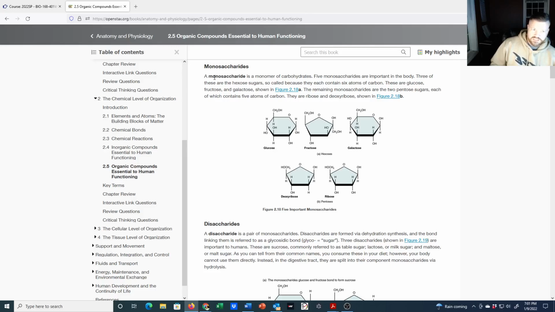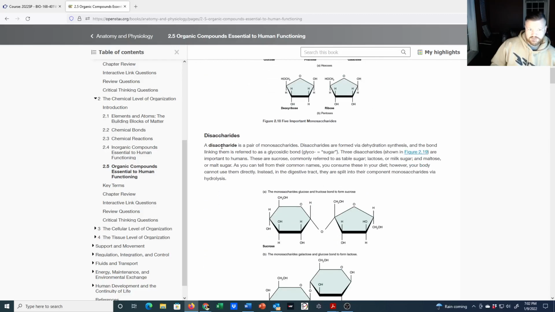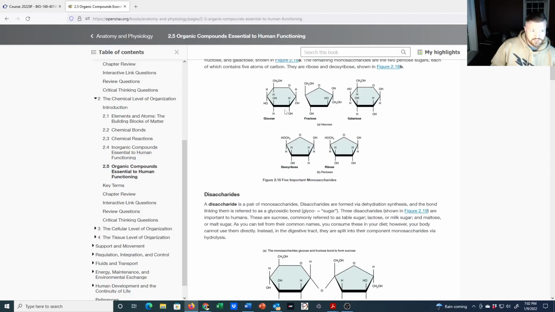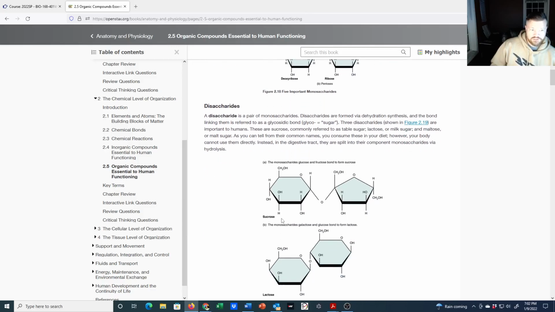But there's a bunch of different types of monosaccharides. So glucose, fructose, which comes from fruits, galactose, ribose, deoxyribose, and we'll talk about those when we talk about DNA and RNA, respectively. Then we can take two of those monosaccharides and put them together to give us disaccharides. So things like sucrose. This is your table sugar, right? So it says monosaccharide glucose and fructose. So take those two, glucose and fruit sugar, put them together, and you've got sucrose.